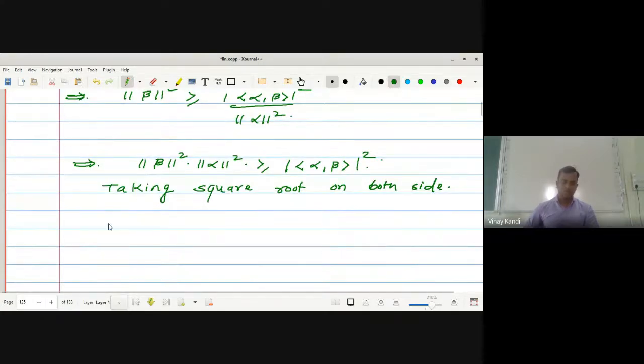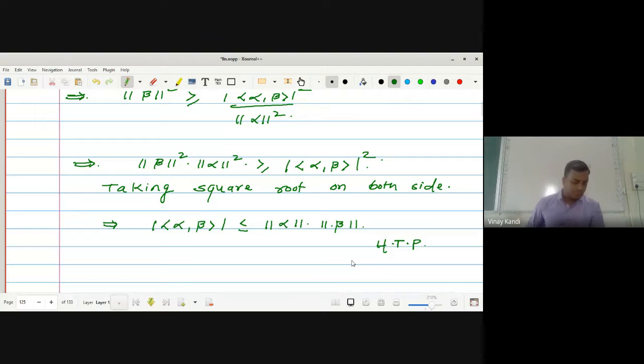Okay, so this implies the modulus of the inner product of alpha and beta is less than or equal to the norm of alpha into the norm of beta. Hence the proof. Okay, any doubt up to here?